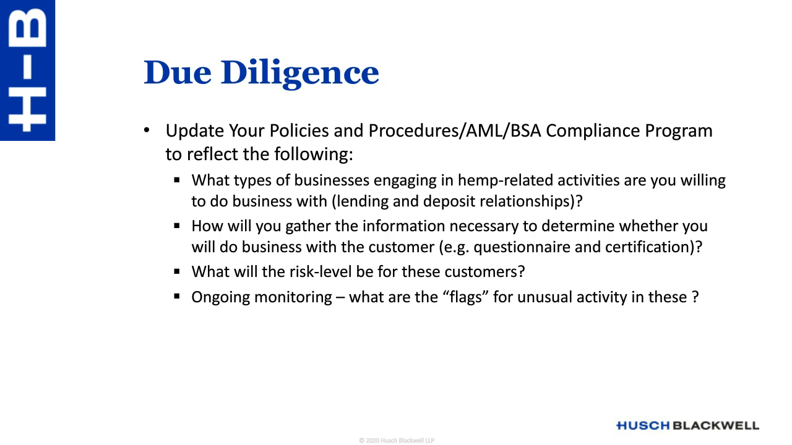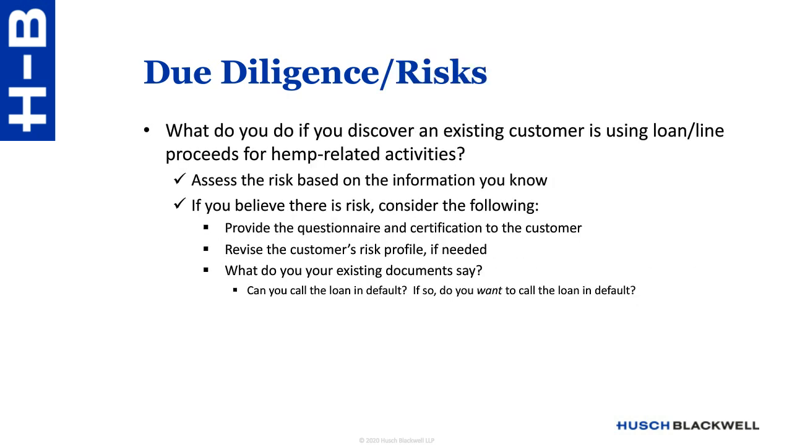So one question that has frequently come up is, what do you do if you discover that an existing customer is using a loan or line proceeds for hemp-related activities? And I think our response is always, well, clearly you're going to get that information from somewhere. How did this come to your attention? What is the information that you know? Assess that risk. And then if you believe that there's risk, ask questions.